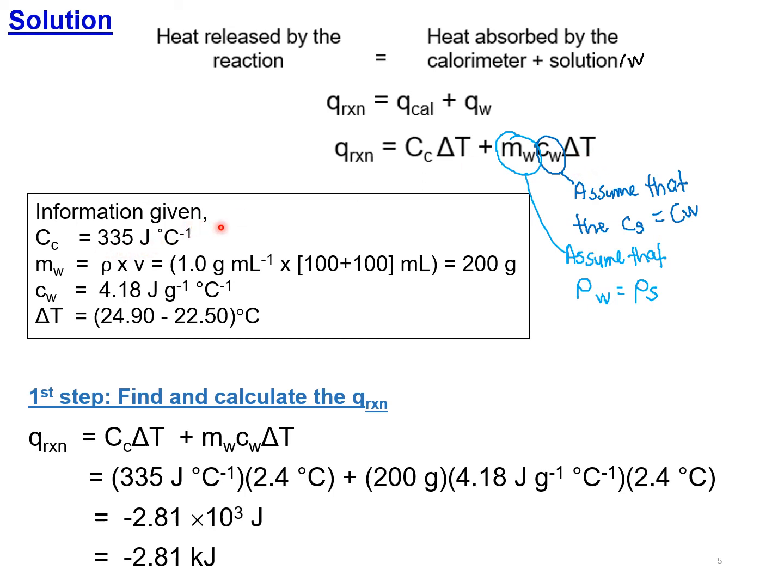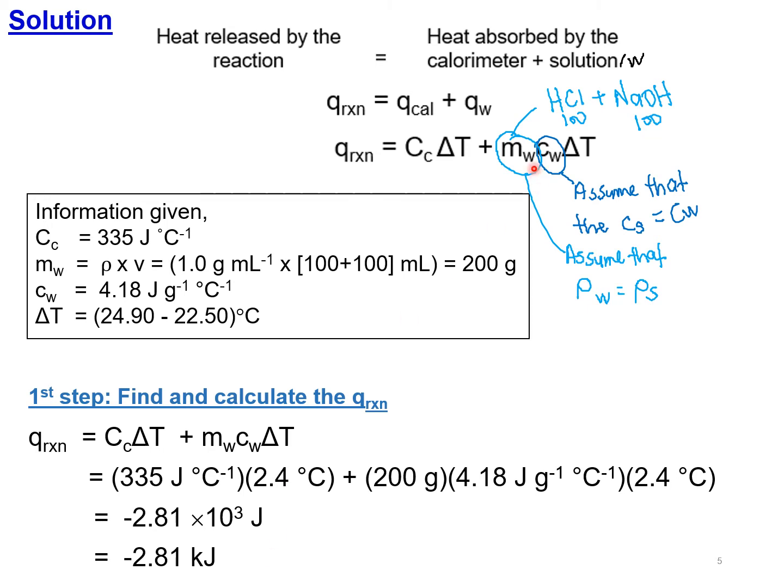So from the information given, the heat capacity of calorimeter ialah 335 joules per degree Celsius. Mass of water ataupun mass of solution lah. Kat dalam ni, kita letak solution apa? Kita letak solution HCl dalam kamu punya calorimeter tu lah. You letak solution HCl pluskan dengan NaOH. HCl ialah acid, NaOH ialah base. Okay. So, berapa volume HCl? 100. Okay. Volume HCl yang diberi ialah 100 ml. NaOH pun 100 ml.